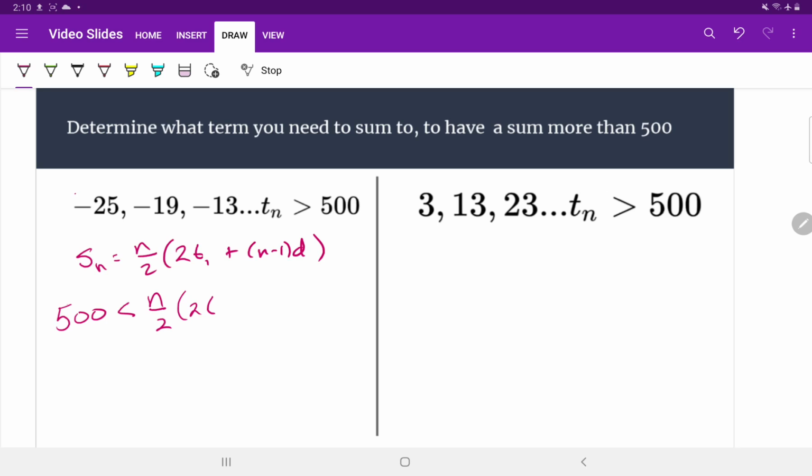2 times, I do know what t1 is right here. So it's just -25. So -25, close. Plus, again, I don't know what n is, so I'm just going to leave it as n minus 1. And I do know my common difference. It looks like it's +6. So 6, then close brackets. This is just an inequality of two variables, so this will be pretty straightforward. So I've got 500 less than n over 2.